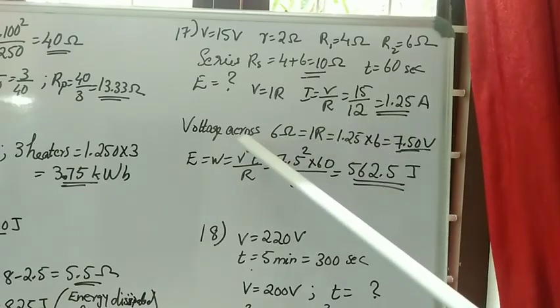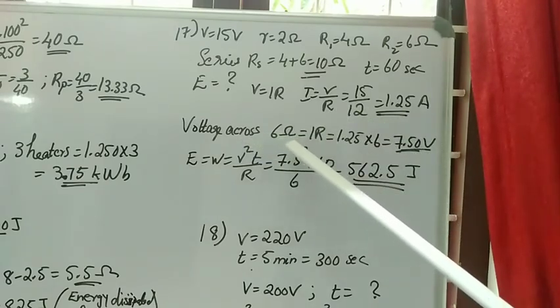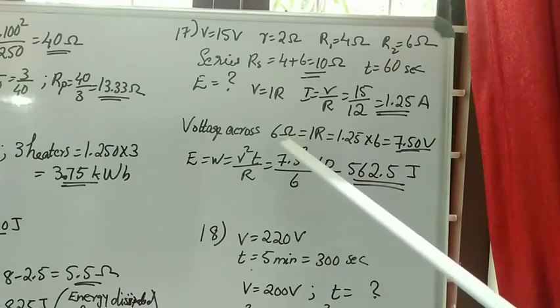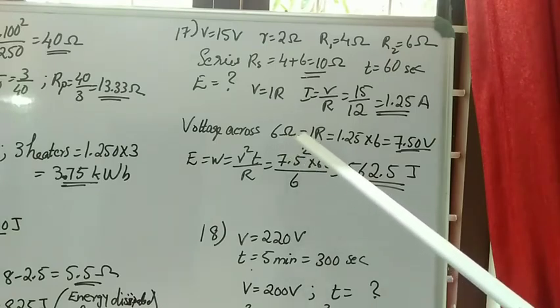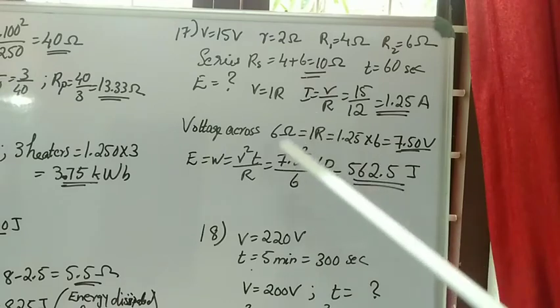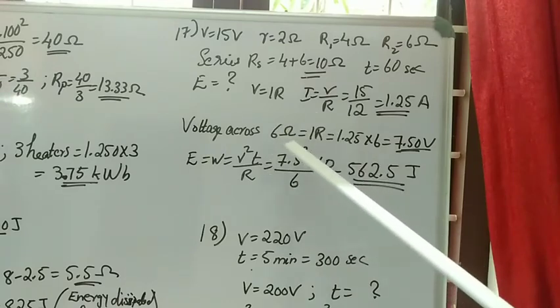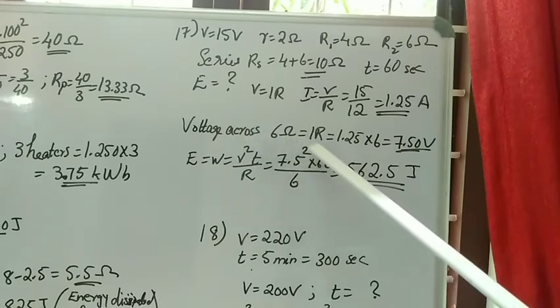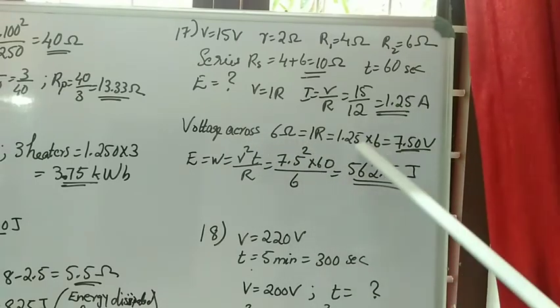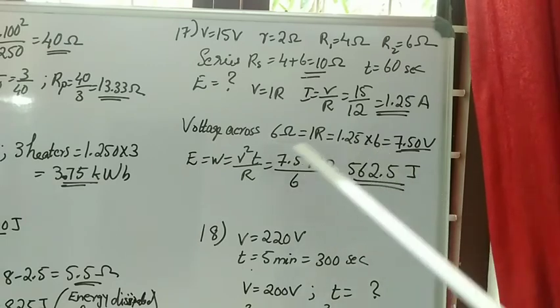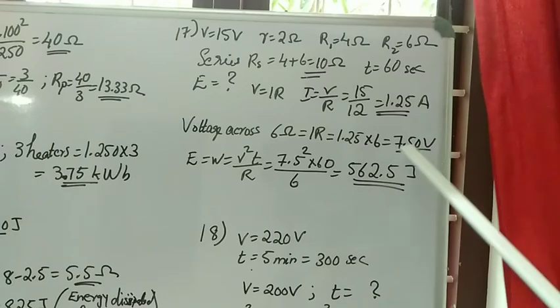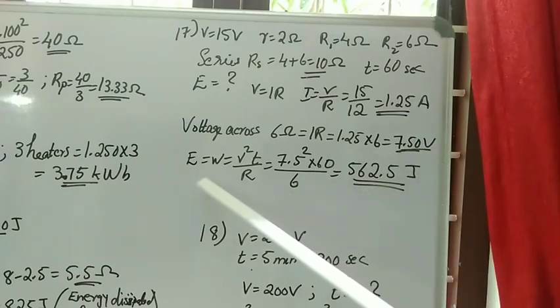Okay, next is the voltage across 6 ohm. Why are we taking 6 ohm? Only because it is specified in the question: find the electrical energy spent per minute in 6 ohm resistor. That is why we are calculating the voltage across 6 ohm only. So V is equal to IR, current is 1.25 and R is the 6 ohm resistor. So we will get 7.50 volt.